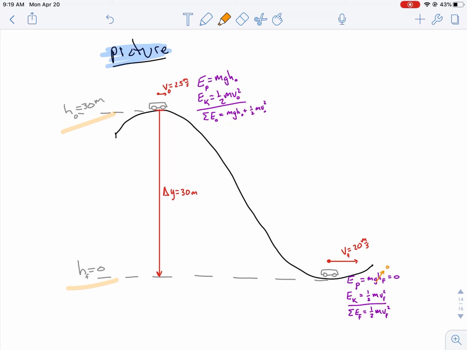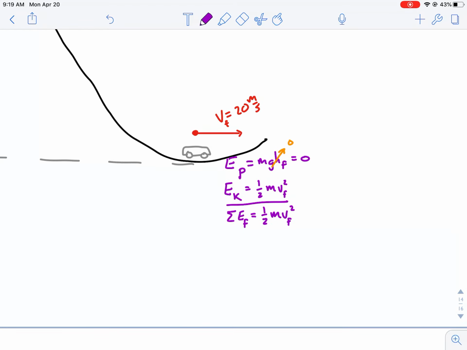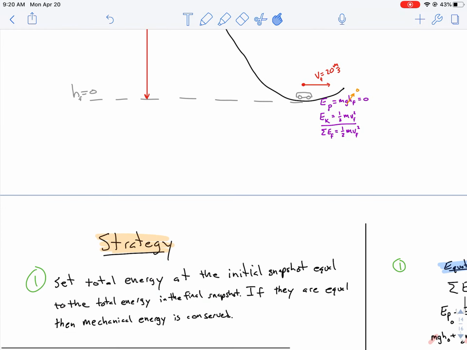Now let's look at the bottom part of what's going on down here. So I'm going to zoom in on that. So it goes down the hill. At the bottom of the hill, we know that it's traveling at 20 meters per second. So because it's moving, we know that it's going to have kinetic energy. We also notice that it's now at the zero level. The height is zero. So therefore, potential energy will be zero at this point. So when we total up our energy, we'll notice that the total energy at the end here is just the kinetic energy because the potential energy is zero.